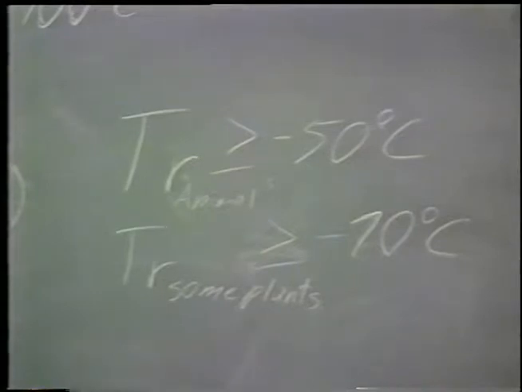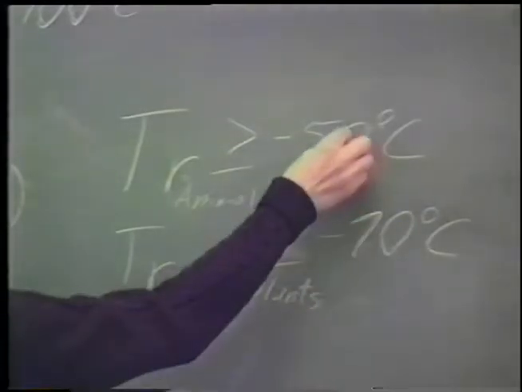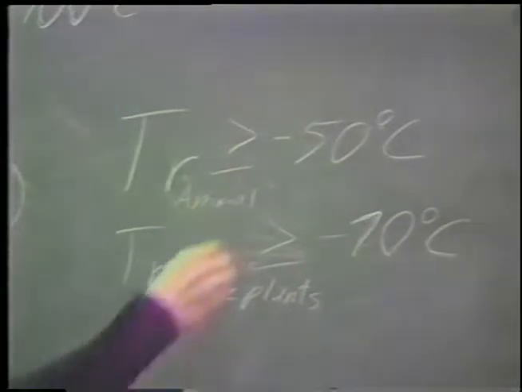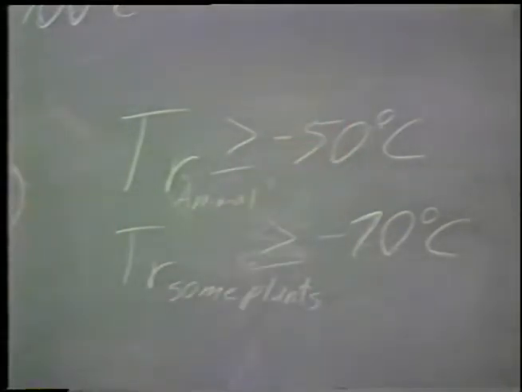The best way to do this is to freeze a sample, warm it to a temperature for a given period, and look to see what's happening. And in the one study that's been done with yeast cells, it was found this was the boundary. The 70? The minus 50. Oh, the 50. Yeah.